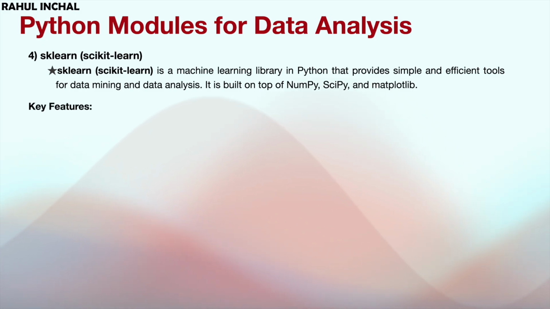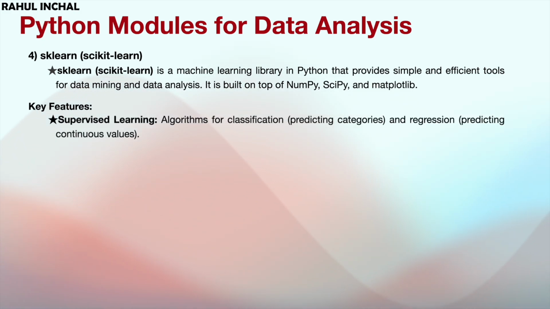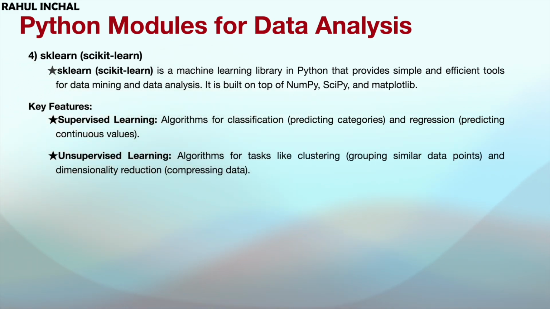Now, what are the key features of scikit-learn? Supervised learning: algorithms for classification, predicting categories, and regression, predicting continuous values. Unsupervised learning: algorithms for tasks like clustering, grouping similar data points, and dimensionality reduction, compressing data.